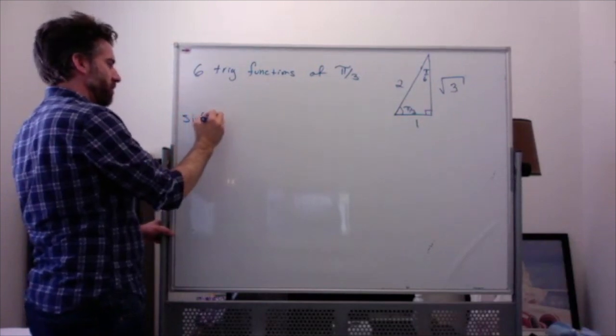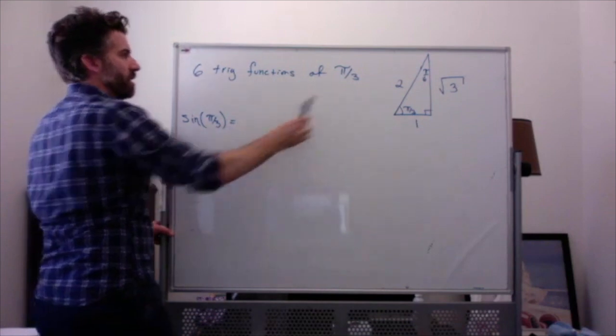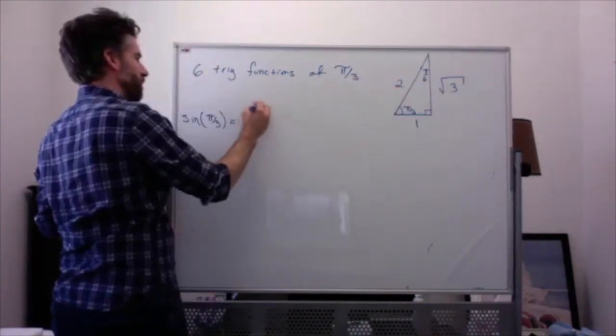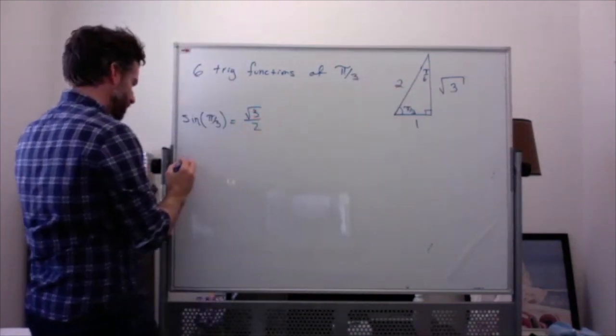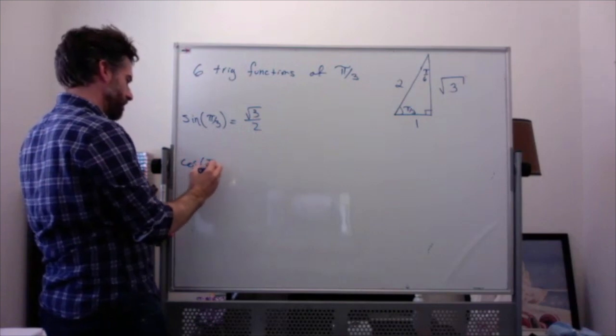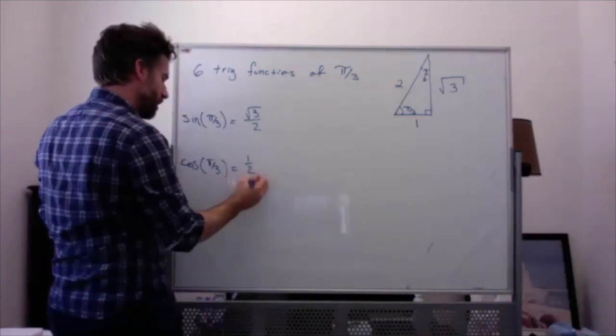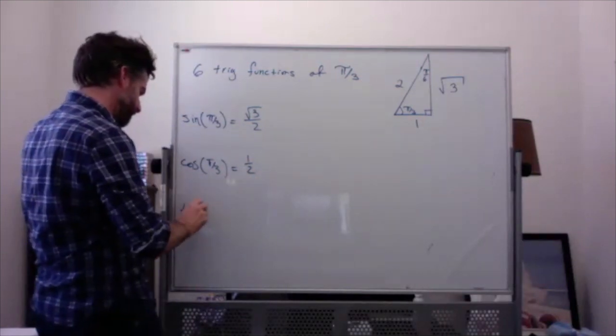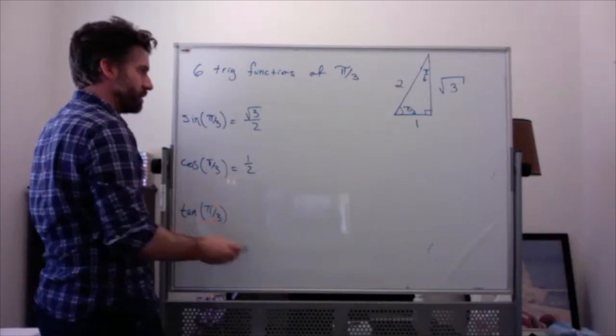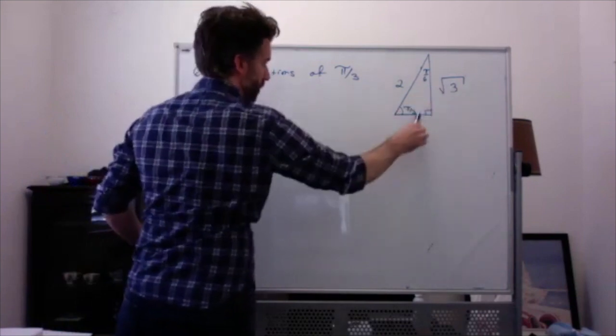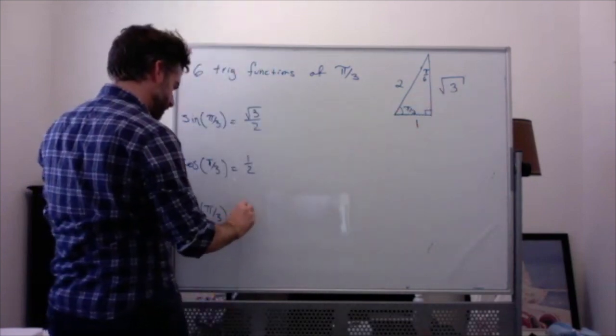And so now, sine of pi over 3 is the opposite over hypotenuse, which is the square root of 3 over 2. Cosine of pi over 3 is the adjacent over the hypotenuse, which is 1 over 2. And tangent of pi over 3 is the opposite over adjacent, which is the square root of 3.